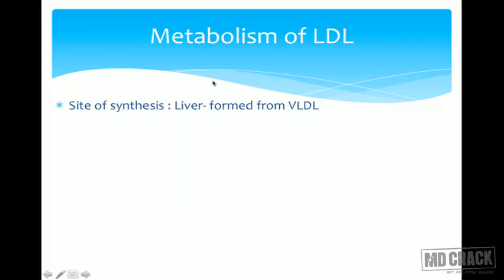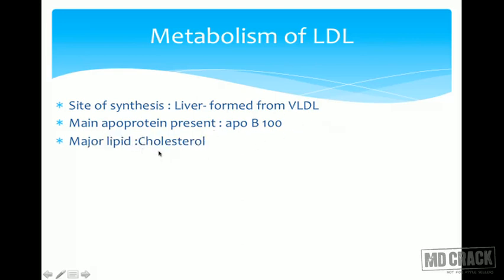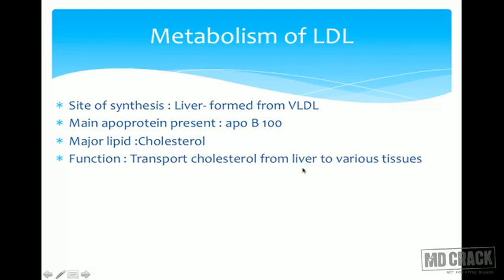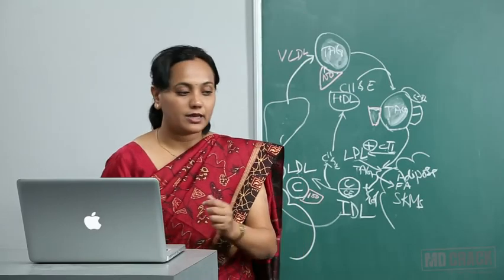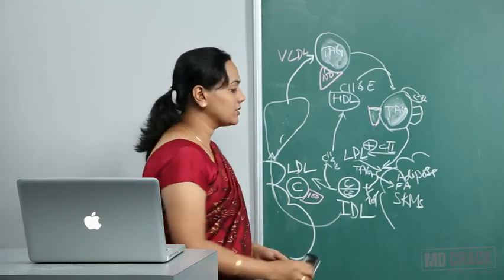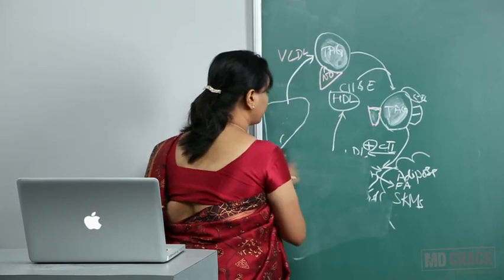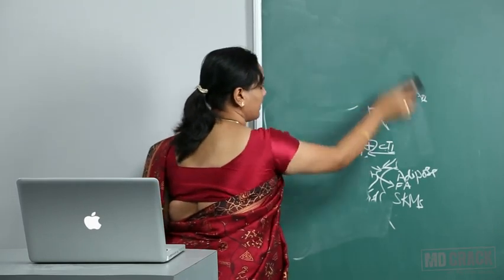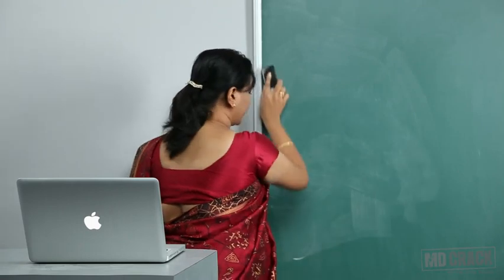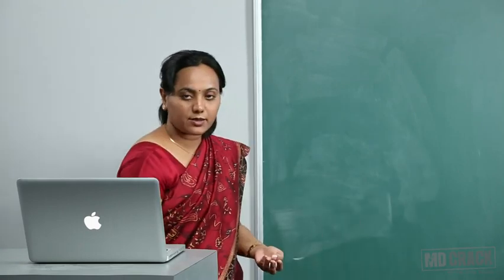Metabolism of LDL. Remember, the liver is not the site where LDL is formed. It comes from VLDL in the circulation. The main apoprotein is ApoB100, and the major lipid is cholesterol. So it transports cholesterol from the liver to various tissues. Again, what is happening to LDL? Let's see in the various extrahepatic tissues. How does LDL transport to various extrahepatic tissues? Let us keep it simple. How does LDL give the cholesterol to various extrahepatic tissues?